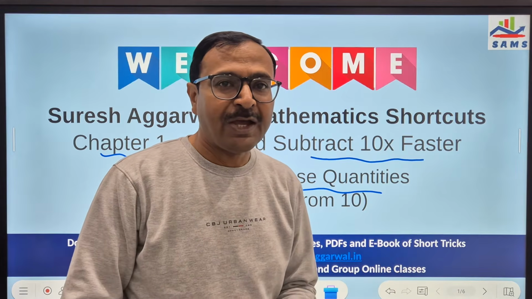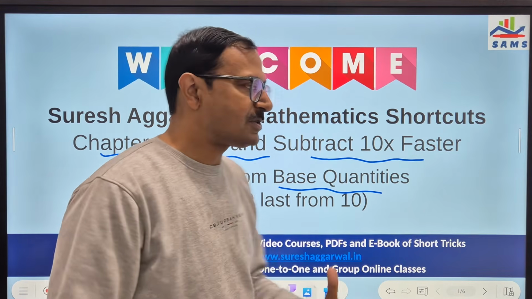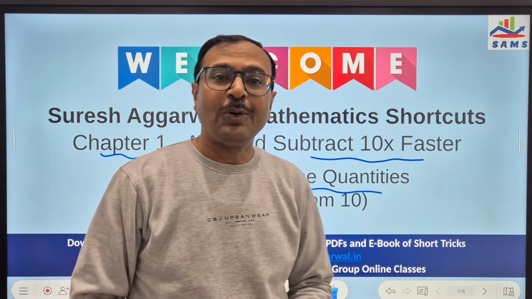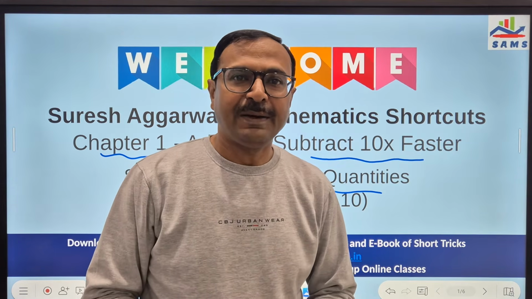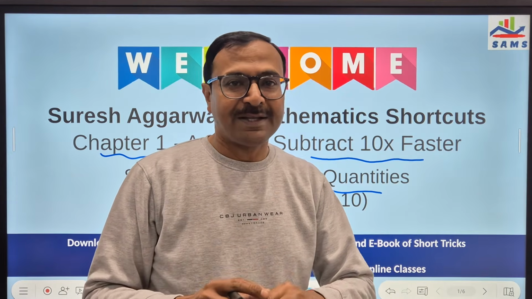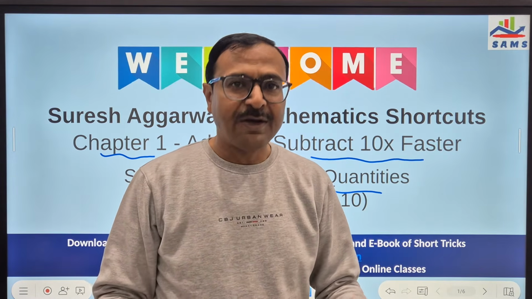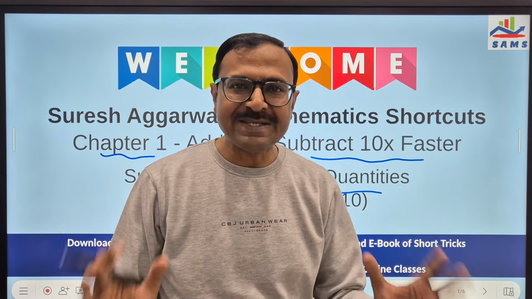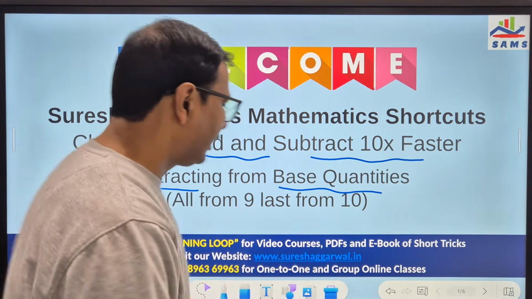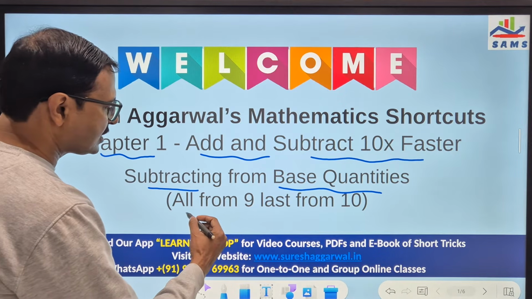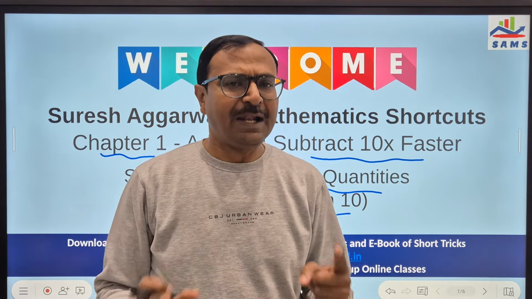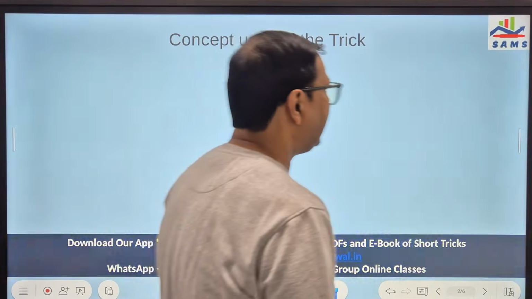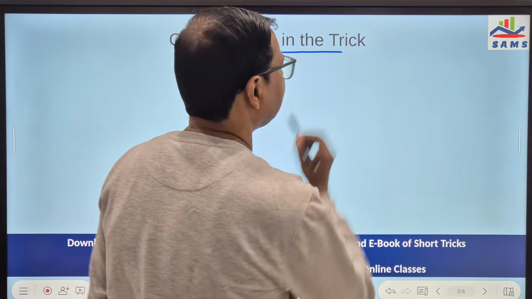Now when you subtract from these numbers, from the base quantities, the students tend to borrow, and when the problem involves borrowing, the subtraction becomes a little difficult. Vedic maths has the best answer to this problem. The trick which I am going to use is all from 9 and last from 10. Let me first tell you about the concept used in the trick.